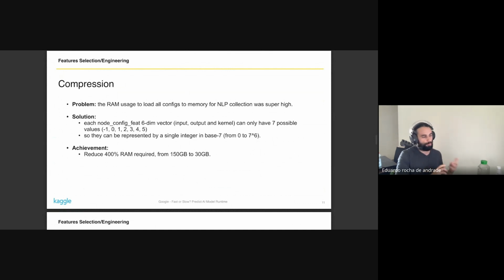And those three tricks, the deduplication, the pruning, and the compression, allow us to train a model in 40 minutes to 1 hour 20, more or less, depending on the configs, which allows us to basically iterate super fast.